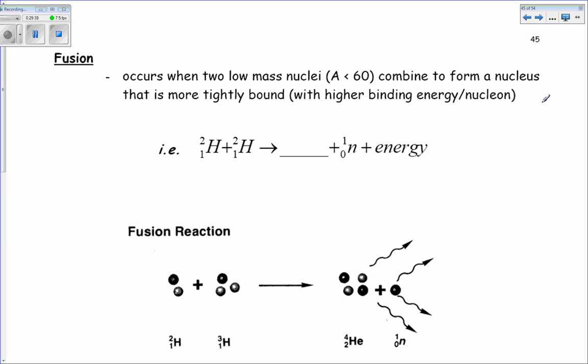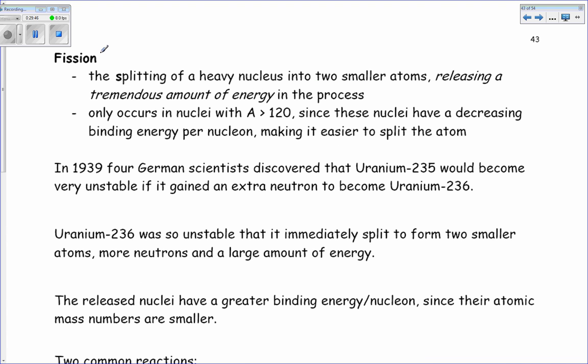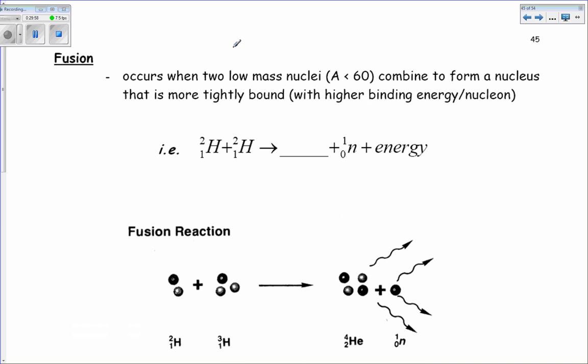Okay, fusion. Just to go back here, fission is splitting. Fusion is fusing, which is what the word says.